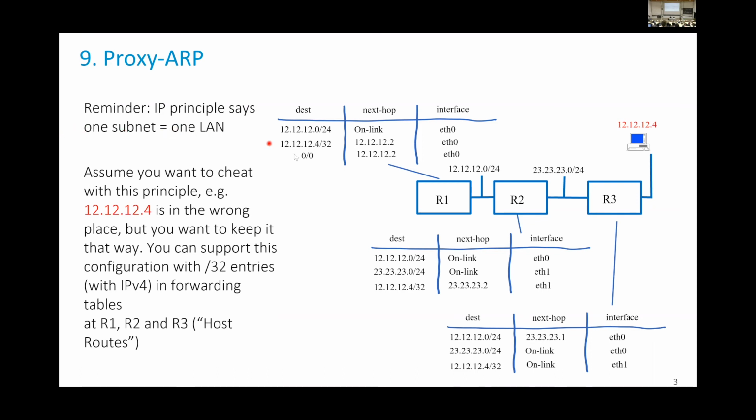Now, assume you have a configuration like this one. You have subnets that are interconnected by routers. You have a machine here, 12.12.12.4, that is not in the correct place. The subnet that has this prefix is the subnet that is between R1 and R2. And you have somewhere else, on one port of R3, a machine that should belong to this. So it's a configuration mistake.